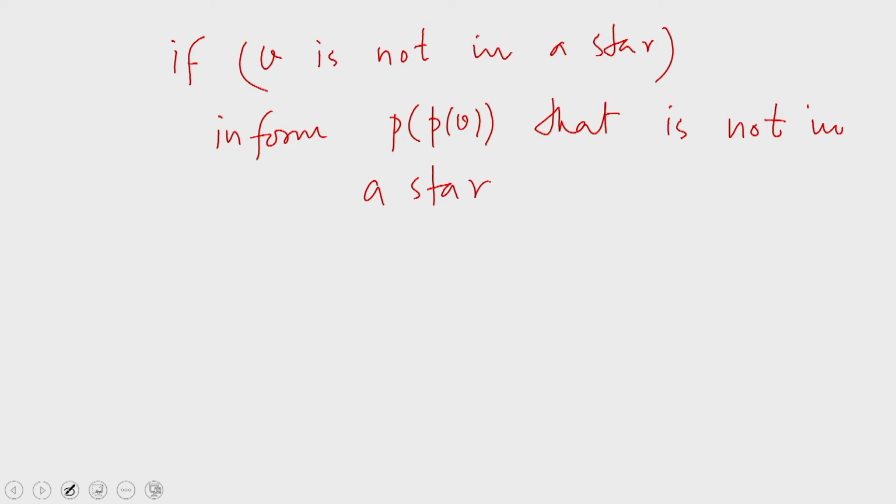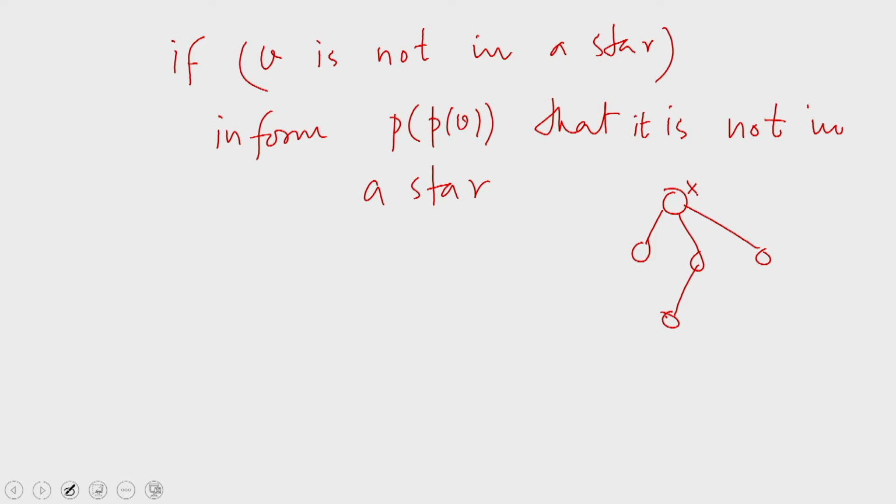Inform the grandparent of V that it is not in a star. Every V now informs its grandparent: every V that has found out that it is not in a star informs its grandparent that it is not in a star too. Now, if a tree has more than 2 levels, then the root certainly has grandchildren. Those grandchildren will now come and tell the root that it is not in a star.